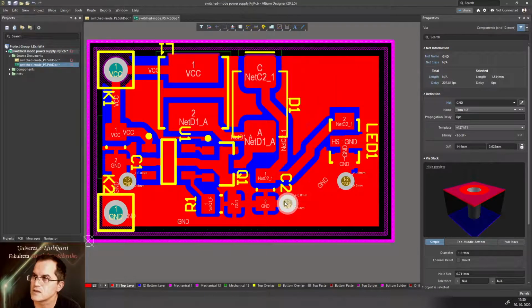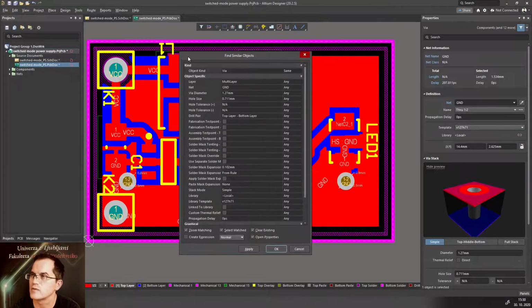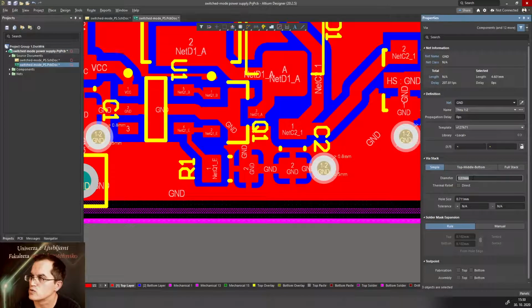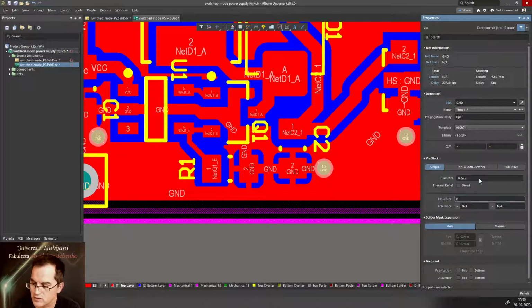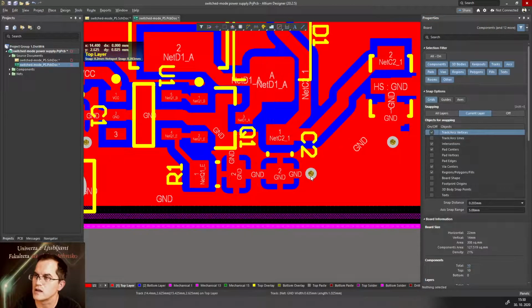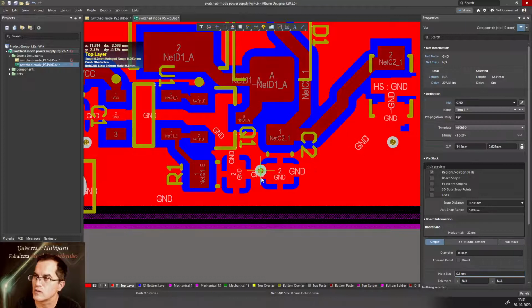Find similar objects, and thus I'm trying to find all the wires. Okay, and I will now choose another diameter, 0.6 and 0.3. So now these wires are small enough to be used anywhere in the design, let's say also here.